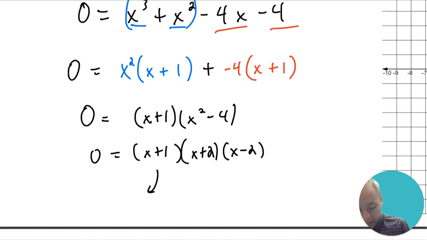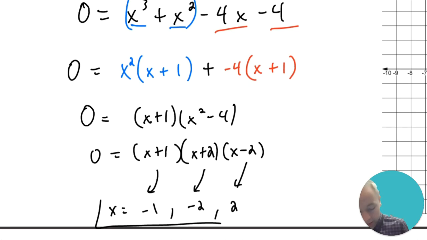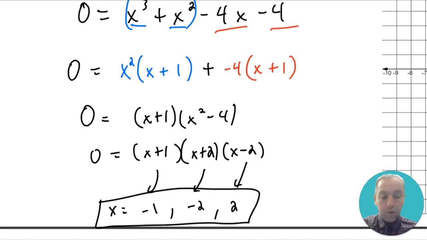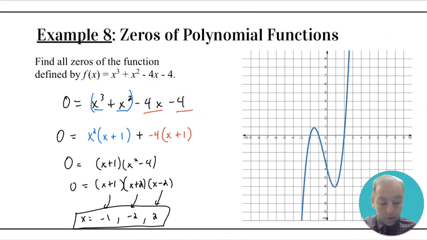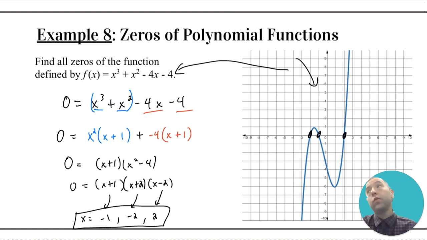So then correspondingly, negative 1 and negative 2 and positive 2 are going to be the solutions to the equation, and therefore will be the zeros of the function. And this is actually the graph of f, and you'll see that at negative 2 and negative 1 and 2 are where the x-intercepts are, and whenever there's an x-intercept, those correspond to the real zeros, and that's exactly what we came up with.